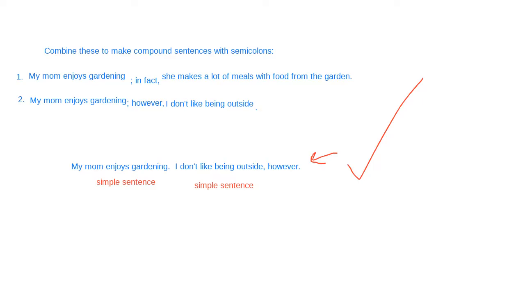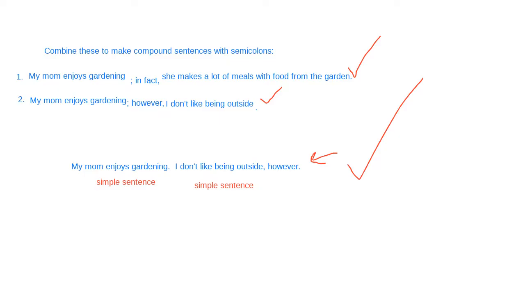You guys did great. My mom enjoys gardening, semicolon, in fact, comma, she makes a lot of meals with food from the garden. So in fact is a way of giving more information about the first part, like more specific information, sometimes surprising information even. So that one's good. My mom enjoys gardening. However, I don't like being outside. Yeah, that's good. And you guys put periods at the end. So we got check. Miss Hannah, have a question.